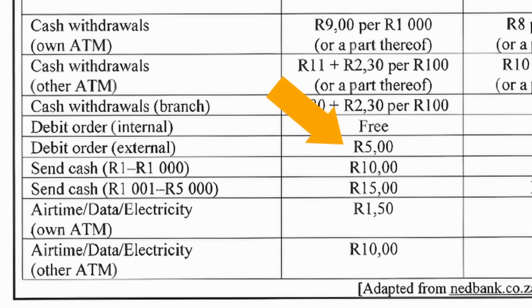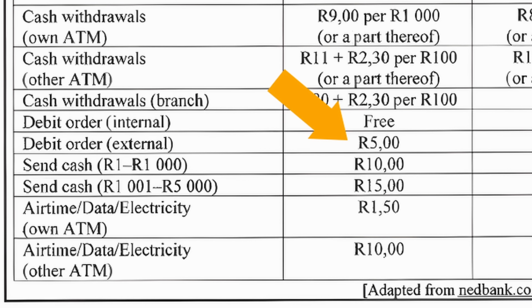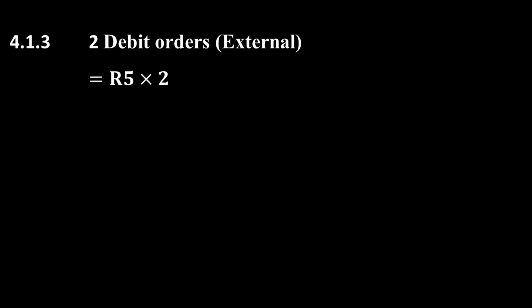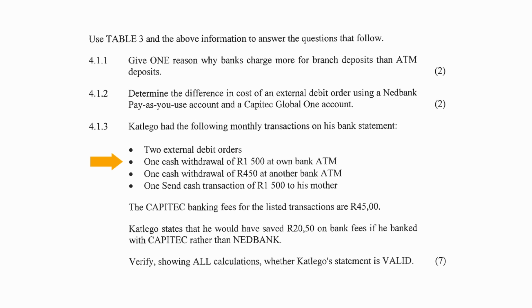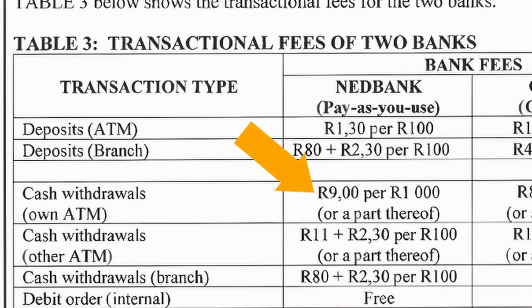From table 3, for 1 external debit order at Nedbank, it costs 5 Rand. So for 2 debit orders, the cost will be 10 Rand. For a cash withdrawal at own bank ATM, the fee is 9 Rand per 1,000 Rand. Note that this phrase tells us that if we withdraw any amount less than a multiple of 1,000 Rand, we still have to pay the full 9 Rand as if it was a full 1,000 Rand.